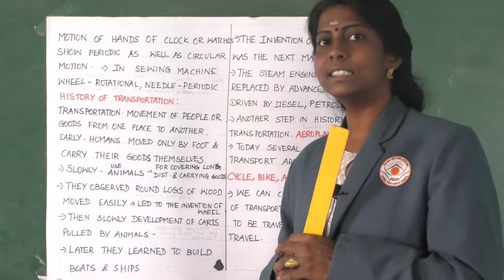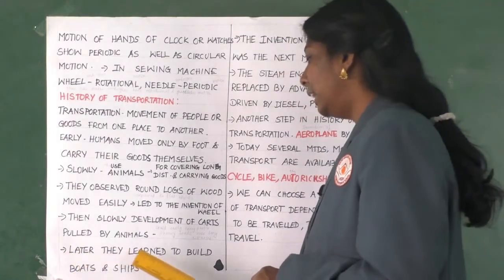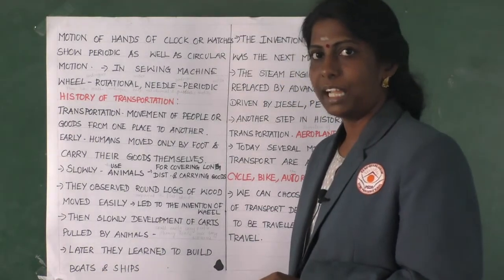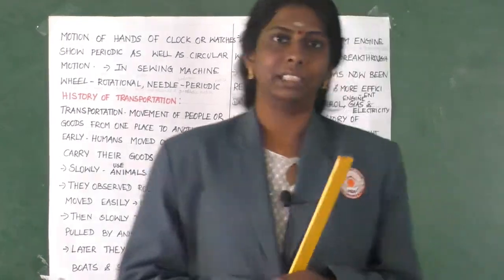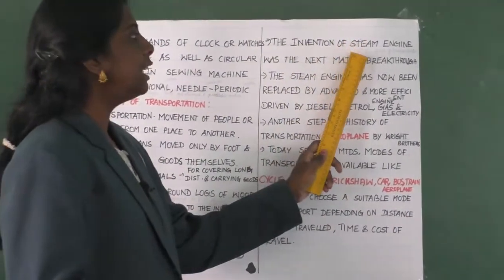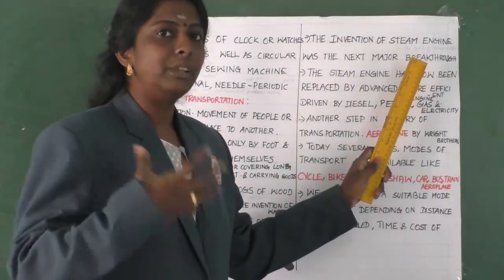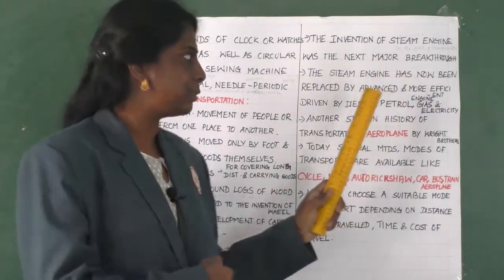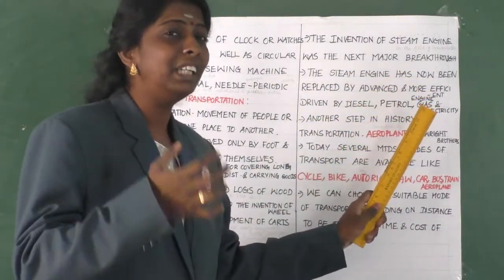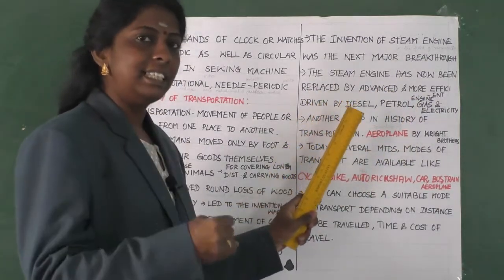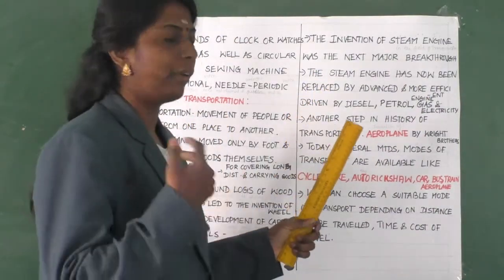To cover long distances, they used carts pulled by animals. Later they learned to build boats and ships. That was the next step in their invention. Next, the invention of the steam engine was the next major breakthrough in the field of transportation. The steam engine has now been replaced by more efficient engines driven by diesel, petrol, gas and electricity. Is it not? In all these ways cars now run.